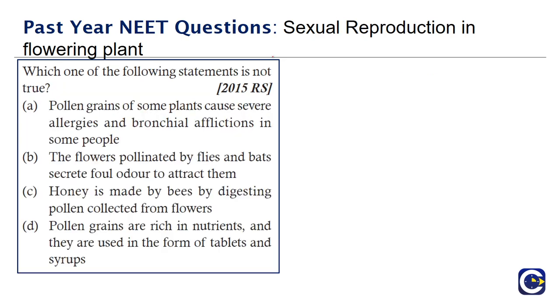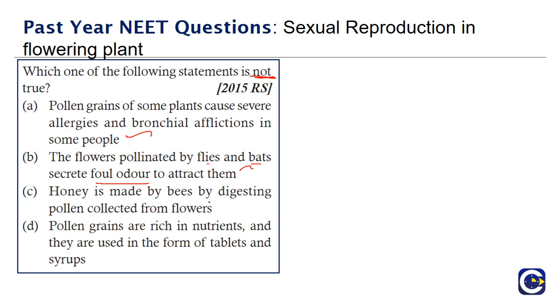Which of the following is not true? Pollen grains of same plant cause severe allergies and bronchial affliction to some people. Yes, we have discussed this before. The flowers pollinated by flies and bats secrete foul odor to attract them. Yes, bats and many flies are attracted to bad smell, and yes, foul odor refers to bad smell. So this is caused by many of the flowering plants.